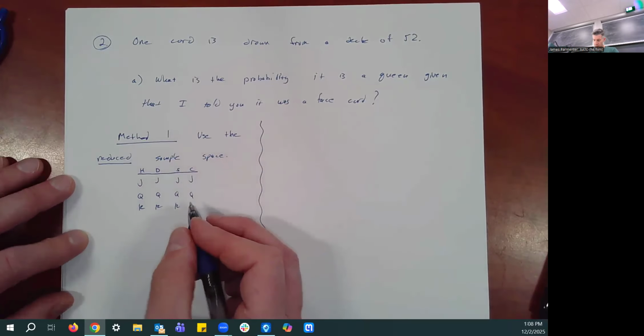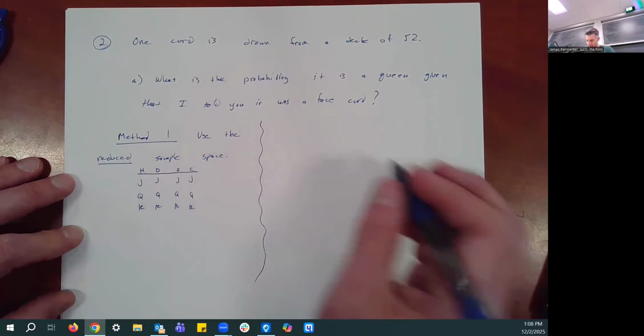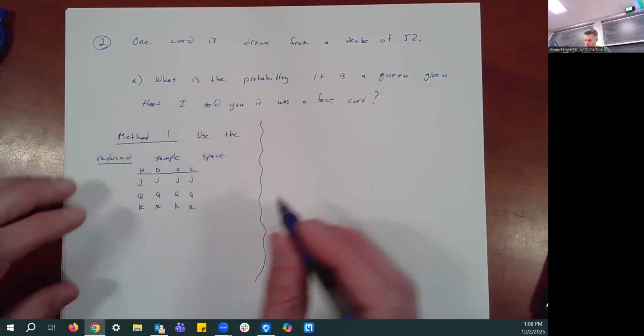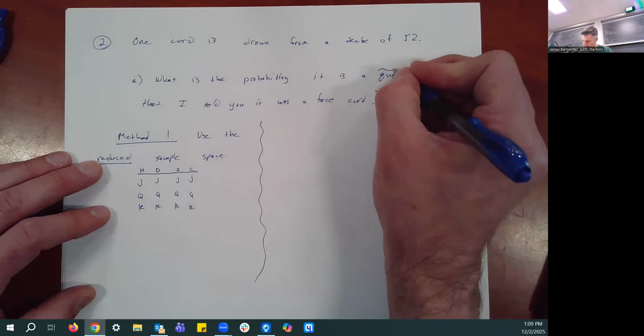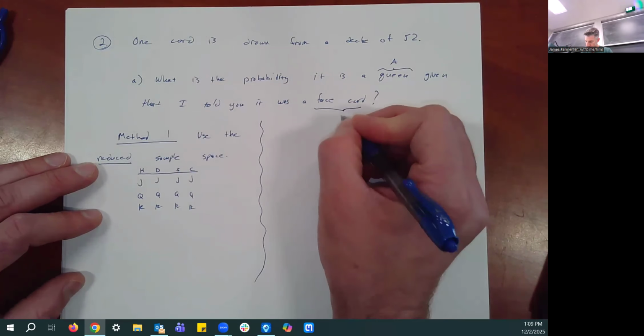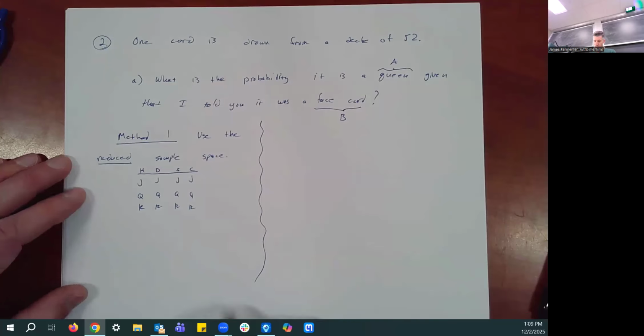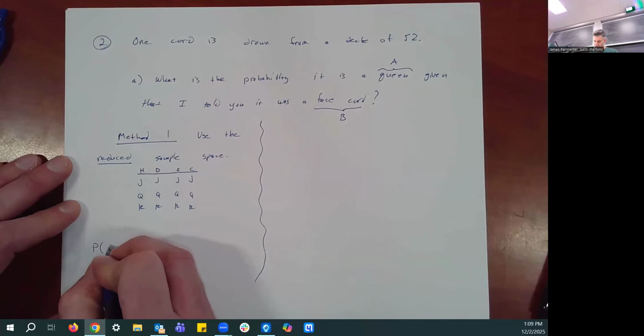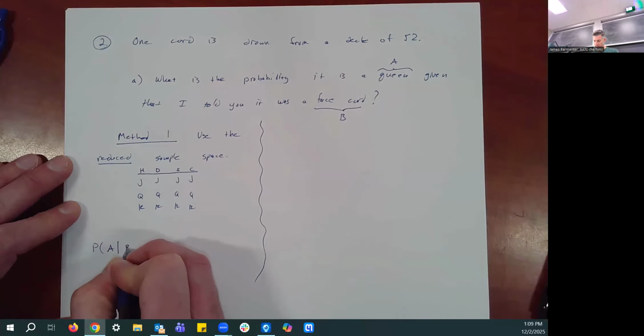So I forgot to name my events. Sorry, it's terrible. So let's say getting a queen is event A, and I told you it was a face card is event B. We're asking what's the probability of event A happening given that B has already happened?